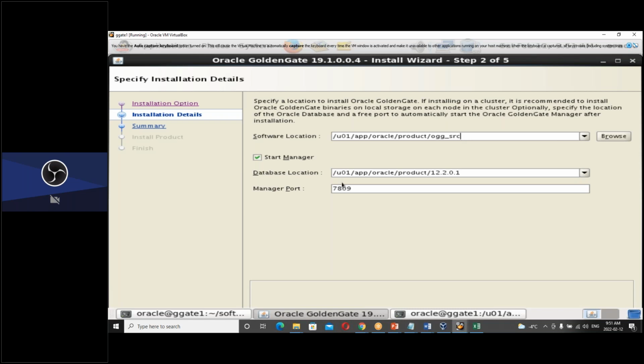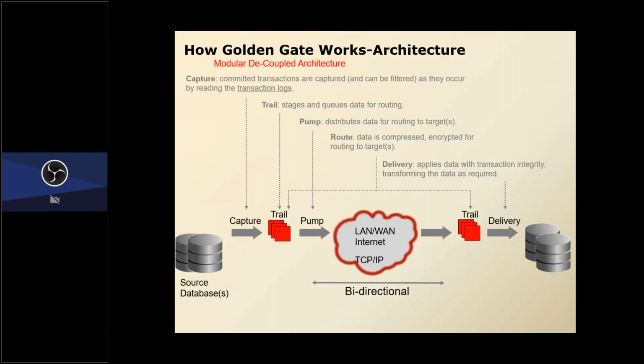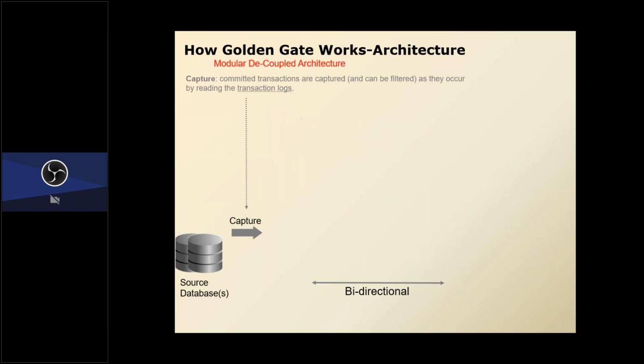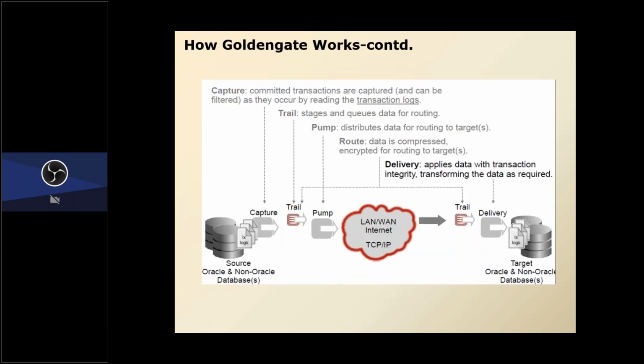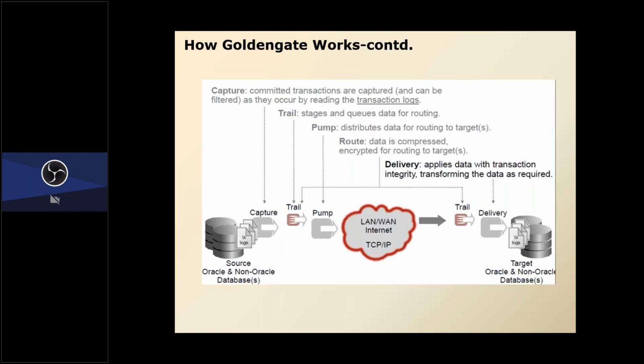Now next, it is asking us to start the manager and asking for the database location and manager port. When we saw the architecture, we discussed that there are three Golden Gate processes: one is capture, second is pump, third is delivery. On top of it, each Golden Gate instance has a manager process.